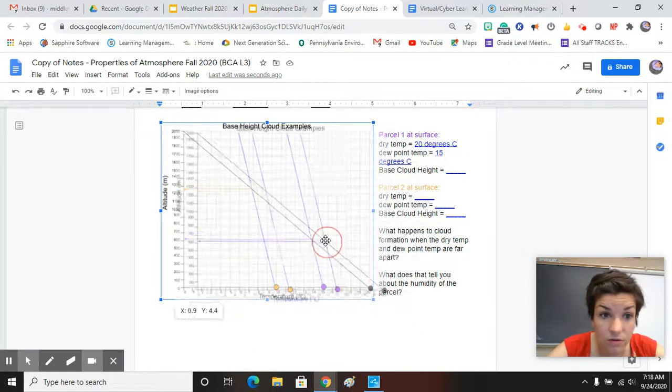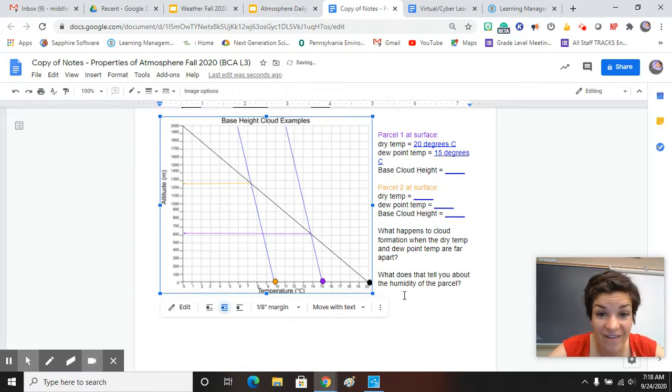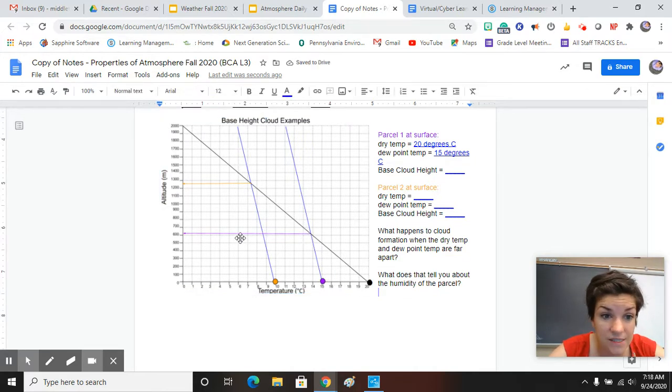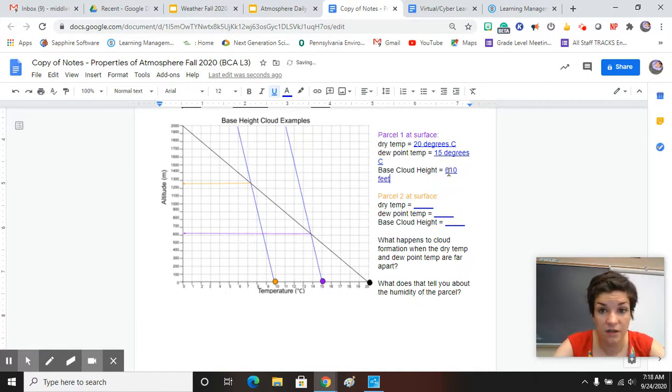So this cloud would form at 600 or a little bit above, like we'll say 610 feet. If air at ground level is 20 degrees Celsius and has a dew point of 15 degrees, that means if I can figure out the height of that cloud, I'd have to push it up 610 feet for the dew point and regular temperature to meet.